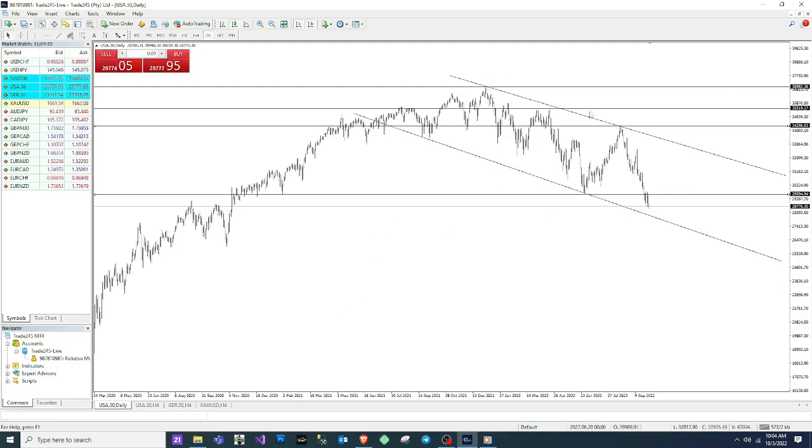We only touched one, two to the top side on our resistance side, and our support side, we touched it for like one, two as well. And we are on the verge of touching it for the third time. And we know that when we touch it for the third time, we're going to be seeing a 90% rule where we're seeing a bounce. So we need to identify where that bounce is going to happen, guys.